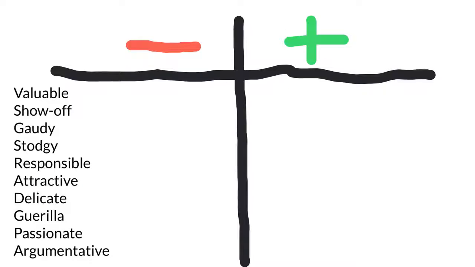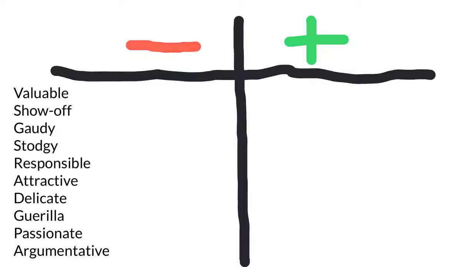Now here's a little exercise that we're going to do in our notes. Here you have a very crudely drawn T-chart with negative on one side and positive on the other. Please make this chart in your notes and get ready to do a kind of word sort. Take a look at the list to the left. The words are valuable, show off, gaudy, stodgy, responsible, attractive, delicate, guerrilla, passionate, and argumentative.